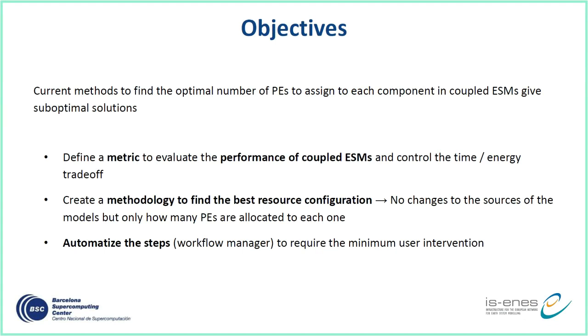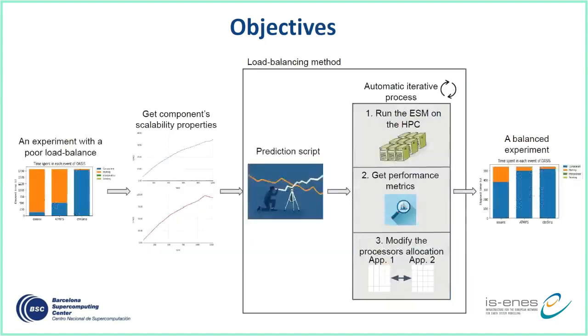In this work, I will first define a metric to evaluate the performance of these coupled ESMs, and also to have some control over the energy-time trade-off that commonly happens in HPC. Then I create a methodology to find the best resource allocation. At no point are we changing the physics of the model, only how many processors we are using. And finally, we try to make all this methodology as automatic as possible, requiring minimal user intervention.